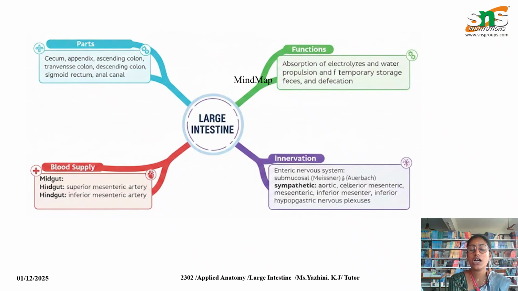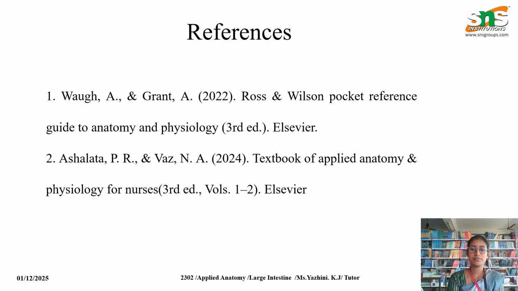Whatever we have seen in the applied anatomy of the large intestine, here are the functions. We have seen each part with its description and also the blood supply of all the parts, along with the functions and enumerations. This is a quick mind map to go through. Just look into it.